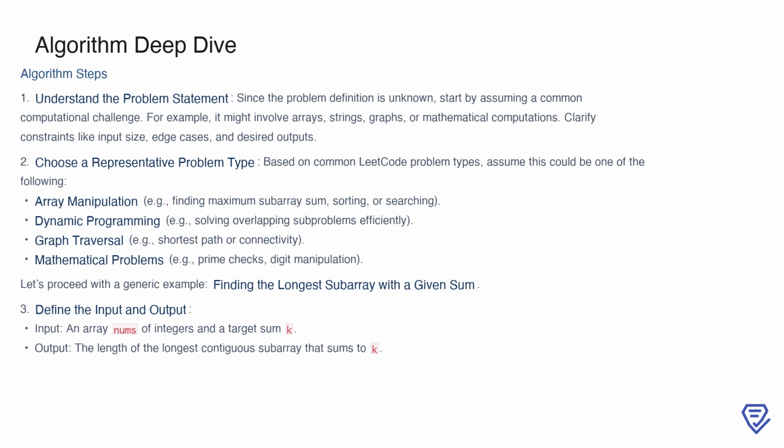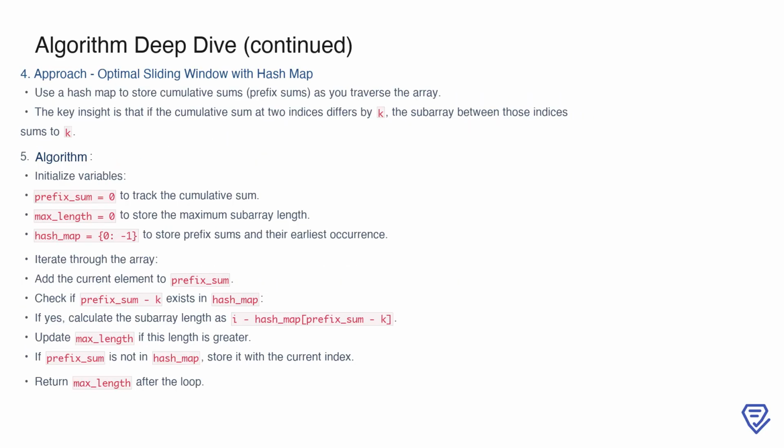Here, the input is an array of integers, nums, and a target sum, k. The goal is to determine the length of the longest contiguous subarray that sums to k. Now, to solve the problem efficiently, we can use an optimal sliding window approach combined with a hash map. The hash map will store cumulative sums, also known as prefix sums, as we traverse the array.